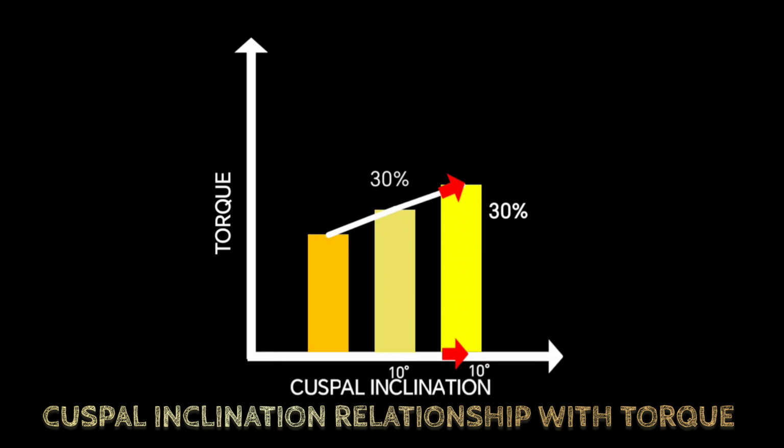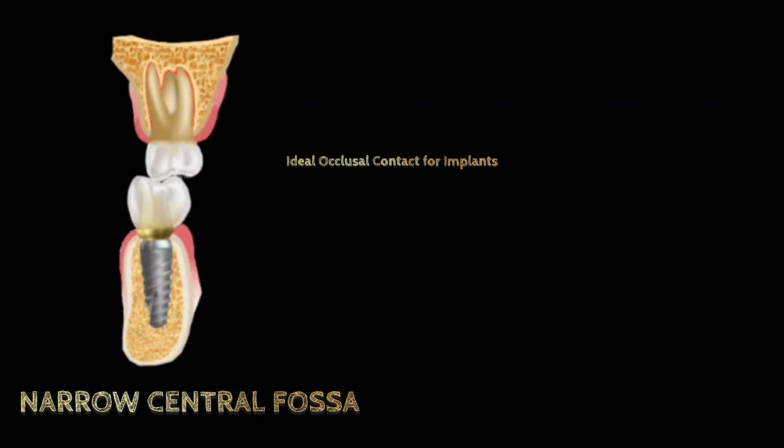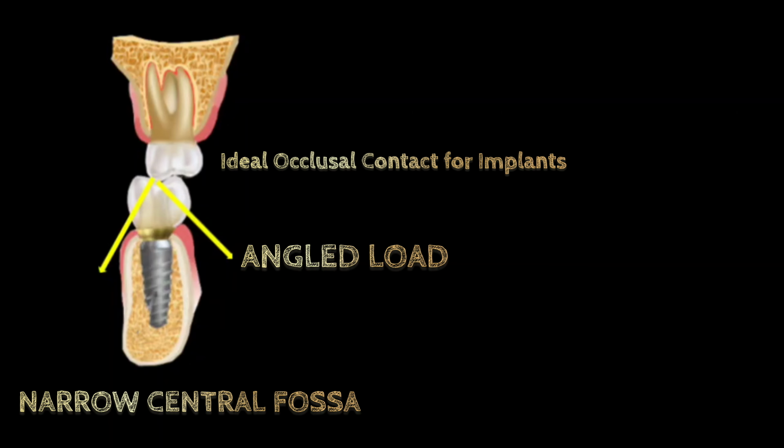The lab must be authorized to make flatter cusps to reduce the overloading and increase the clinical longevity. The treatment planning must prioritize cuspal inclination before prosthesis insertion. The implant crown with high cuspal inclination and narrow central fossa deflects the resultant line of force away from the center of rotation of the implant body.